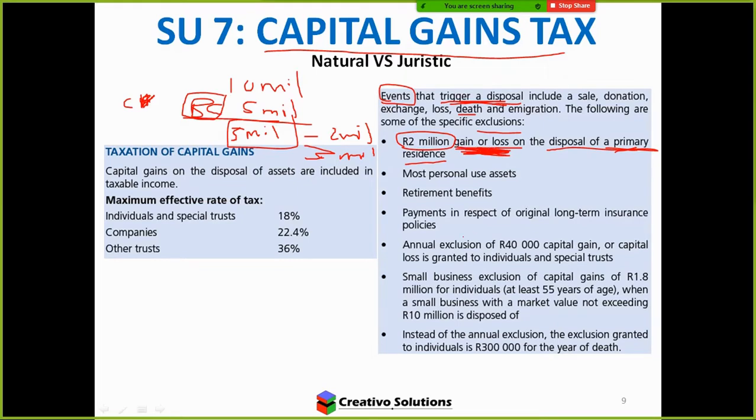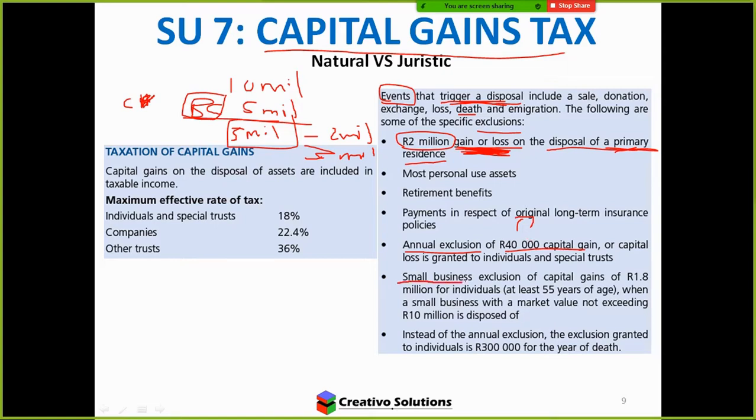Every year there's an annual exclusion of 40,000. So you can sell things during the year, and as long as you don't exceed 40,000, you won't get taxed on any of it. If you exceed 40,000 as a gain, then you will get taxed on it.